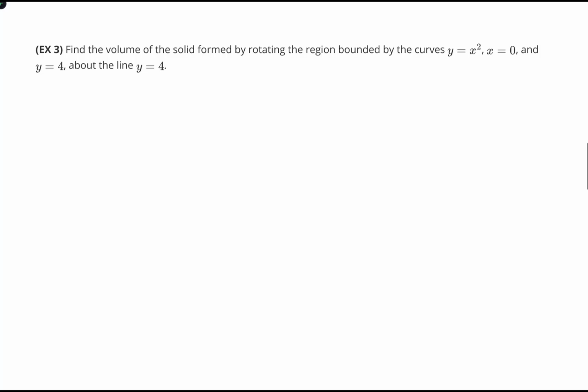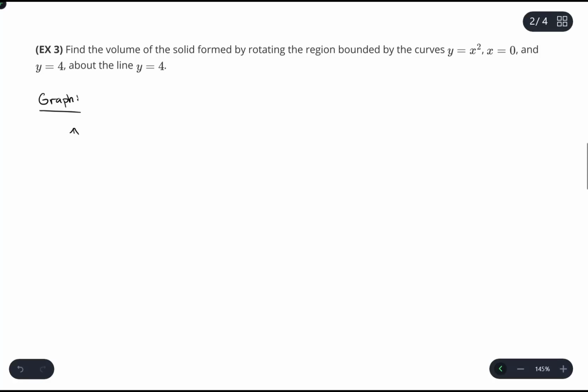Find the volume of the solid formed by rotating the region bounded by the curves y equals x squared, x equals 0, y equals 4, about the line y equals 4. All right. So first off, we really need to see a picture of what it is we're being asked to do here. So let's just start off getting a graph, and let's see.